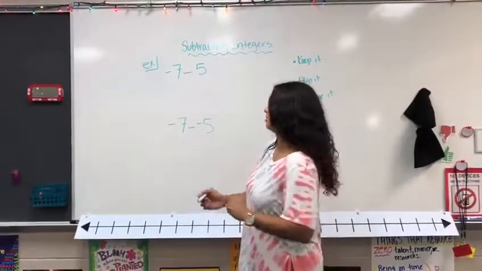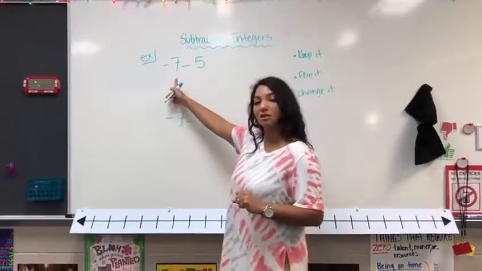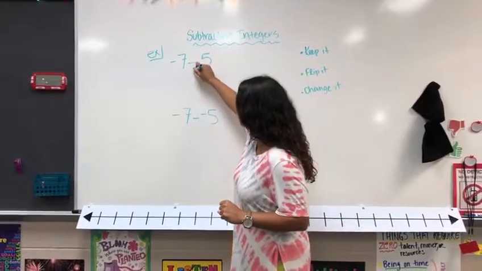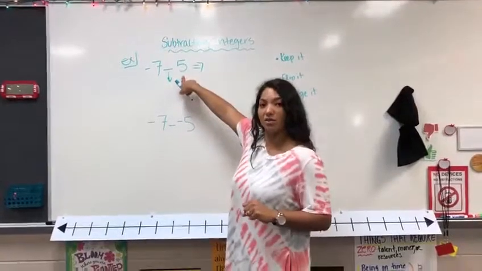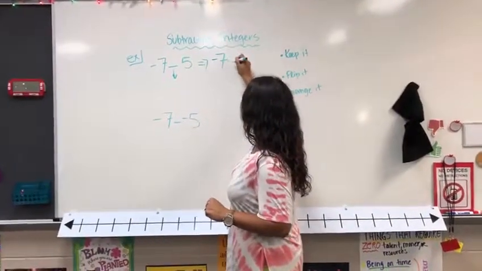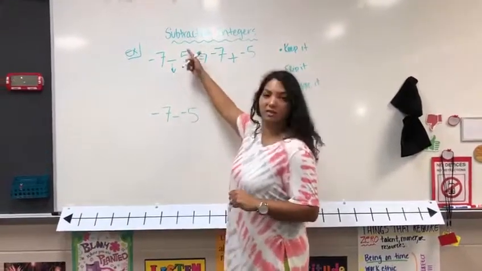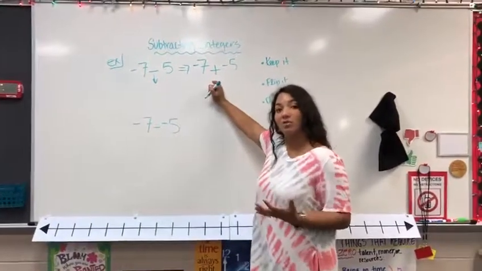So let me show you what I mean by that. So I have negative 7 minus 5. We're going to keep this one the same, but then we're going to change the operation sign. We're going to flip it, right, to addition, and then we're going to change this to its opposite. So this is going to become negative 7 plus negative 5, because the opposite of 5 is negative 5. So now we've turned it into an addition problem, and now we can operate.